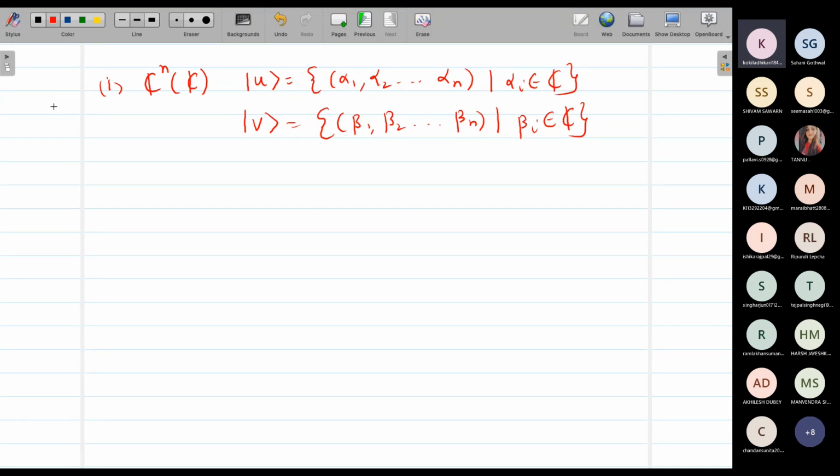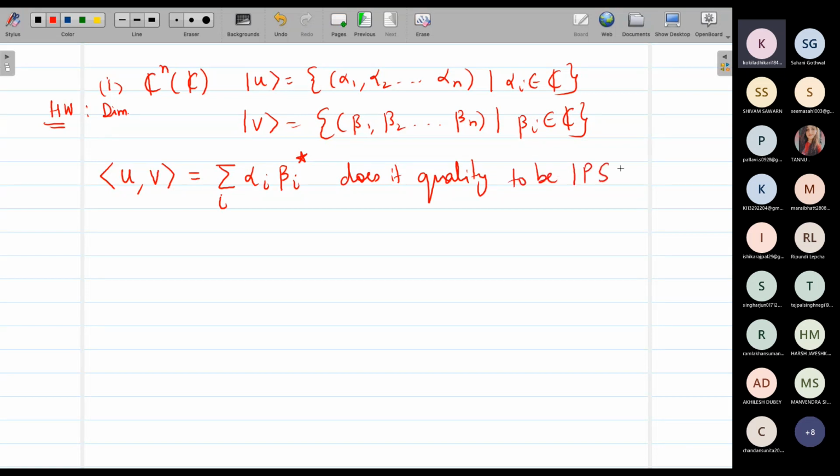Yes, it should. Good. Homework for you is to think about the dimension. I am not discussing it right now, but yes, it does qualify. Now let me define u comma v as the sum of alpha i beta i star. Does it qualify to be an inner product space? Which means, if this is defined as the scalar product, will this be considered an inner product space now?